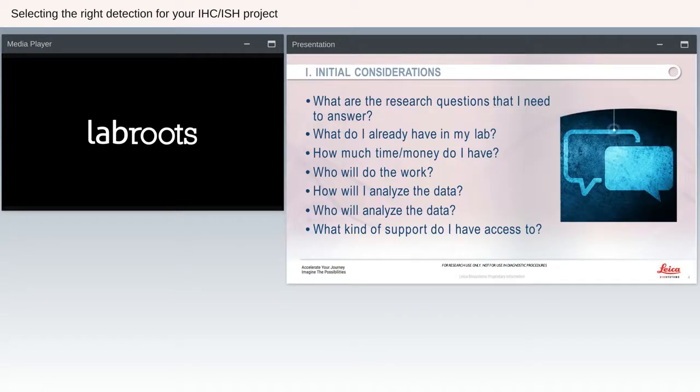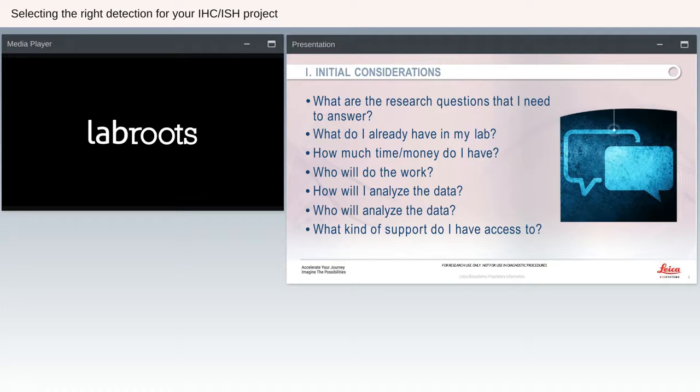So talking about initial considerations, these are going to be some key concepts you want to think about before you purchase anything, before you spend any money. So what are the research questions that I need to answer? First and foremost, that's what you need to be thinking about. The desired endpoint typically determines what kind of detection method will work best for you. So ask yourself, what is it that you really need to demonstrate? There are lots of fun things out there. It may be a fun idea to put 20 markers on the same piece of tissue, but do you really need that? And in the end, are you going to be able to analyze that effectively?